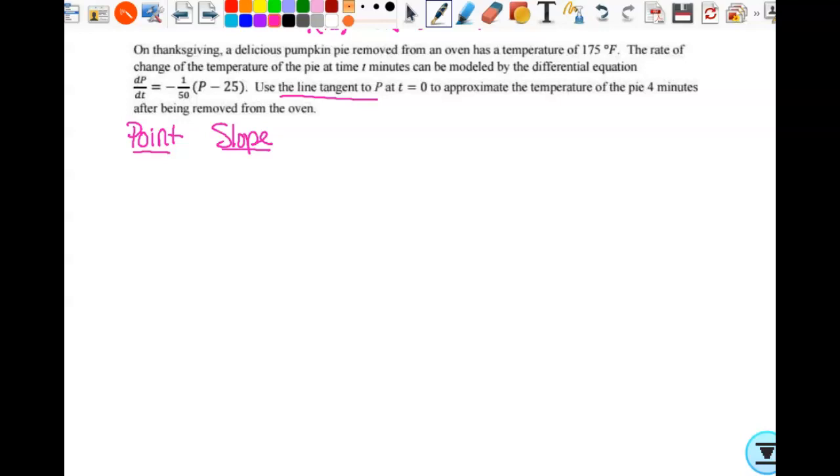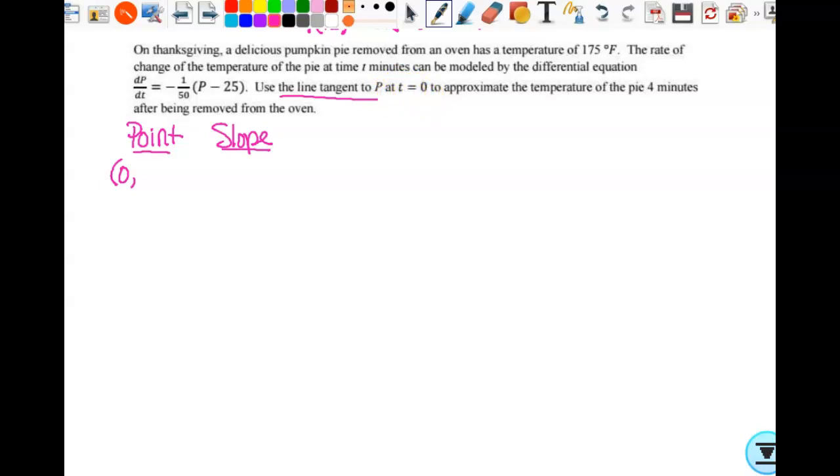What does t stand for? Time. T is time, not temperature. That's one reason my brain made this way harder than it was. So when time is 0, I need to know what the temperature is. Can I substitute it into here to figure that out? Why is it points? Because it says at time t equals 0. So when the time is 0, that's my x value.